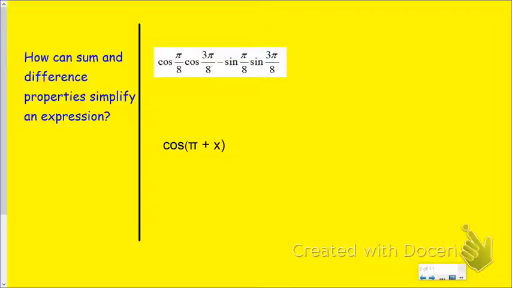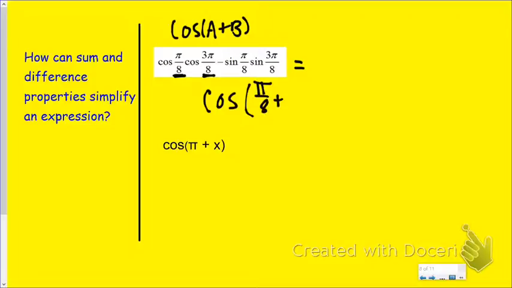Okay, this is something I can't evaluate because I don't know how to find the cosine of pi over 8 or the cosine of 3 pi over 8. But if you look at your properties, you'll see that the cosine of a plus b under sum and difference looks very similar to what we have here. It's cosine A, cosine B, minus sine A, sine B. Okay, so it's the same setup on your chart. So go ahead and find that if you haven't already, and you'll see what I'm talking about. The only difference here is that my A is pi over 8, and my B is 3 pi over 8. So I can simplify this to the cosine of pi over 8 plus 3 pi over 8.